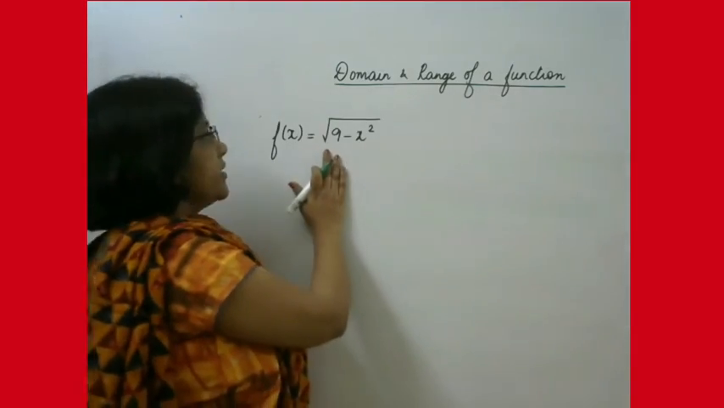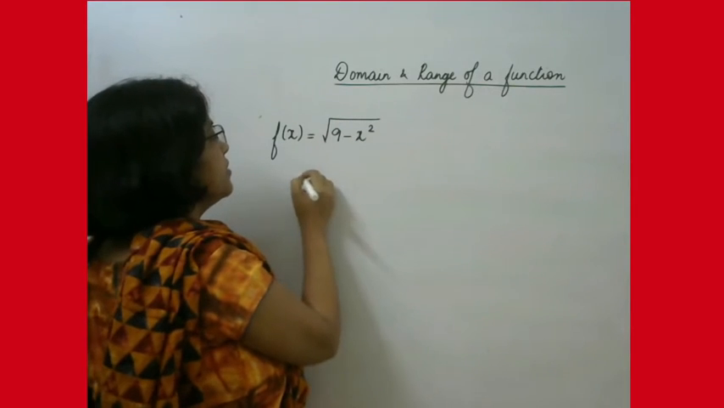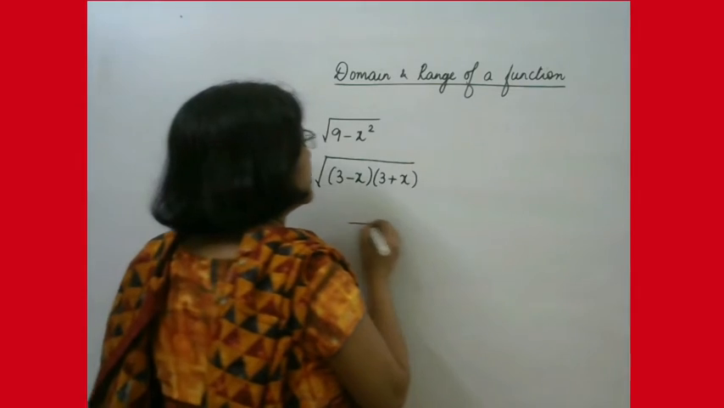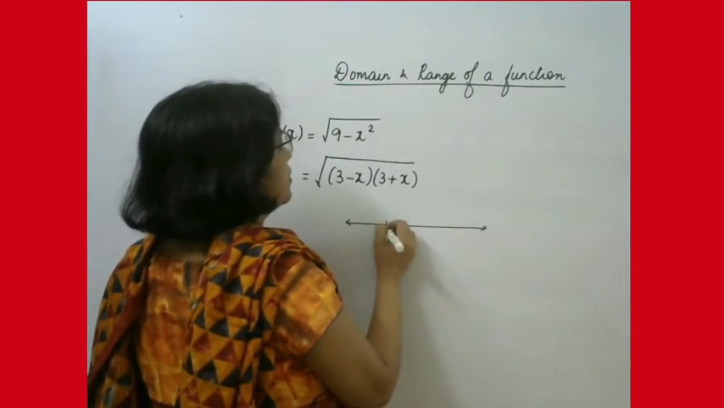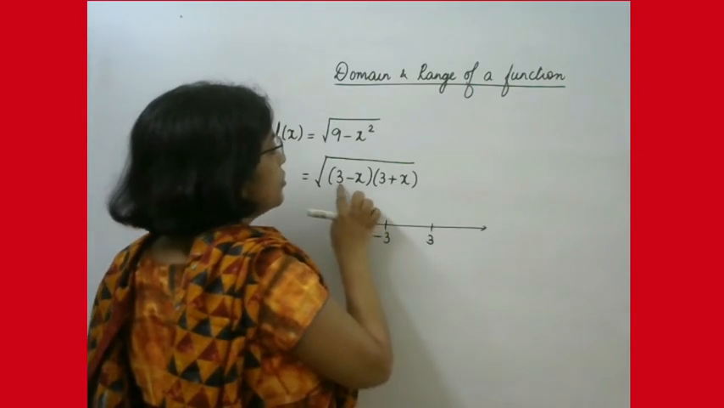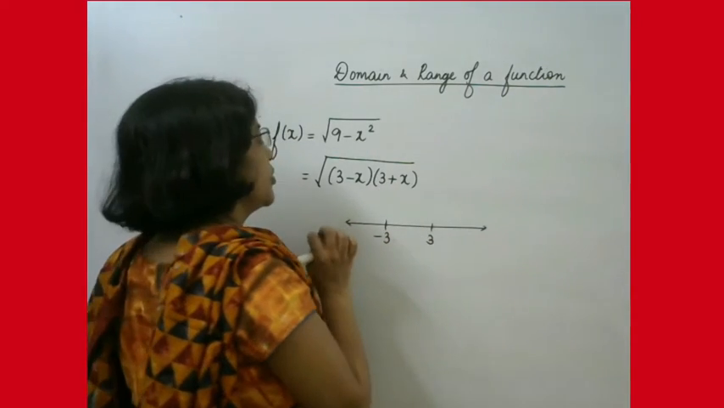So this is a quadratic and square root question. Let's factorize it. Our critical points are, from here, 3 and minus 3. You know, you have to equate it to zero to get the critical points.